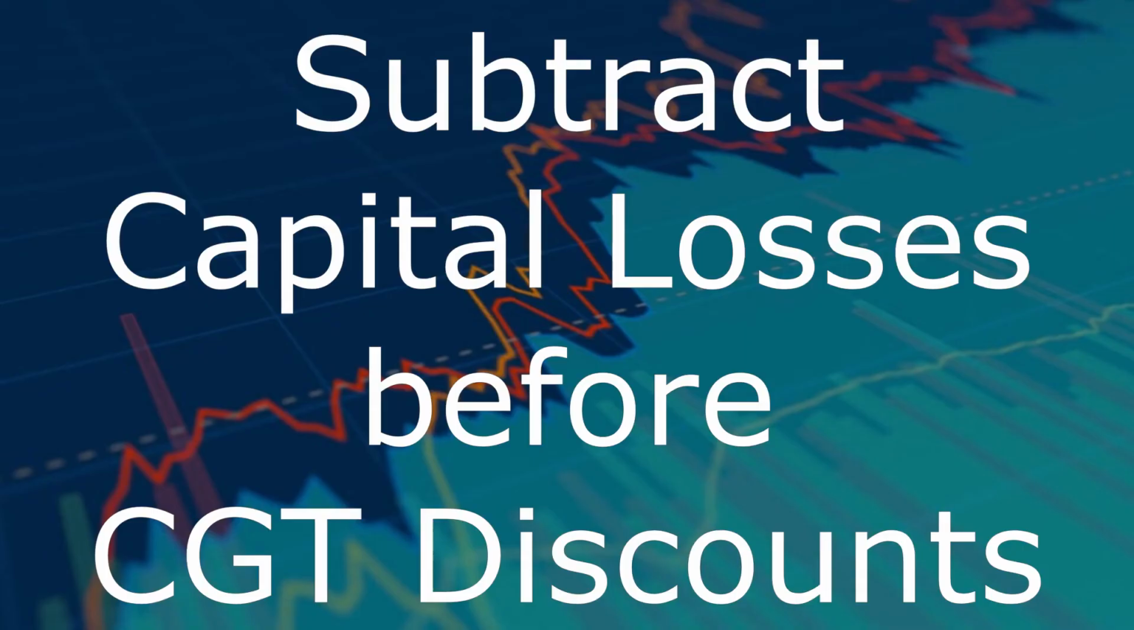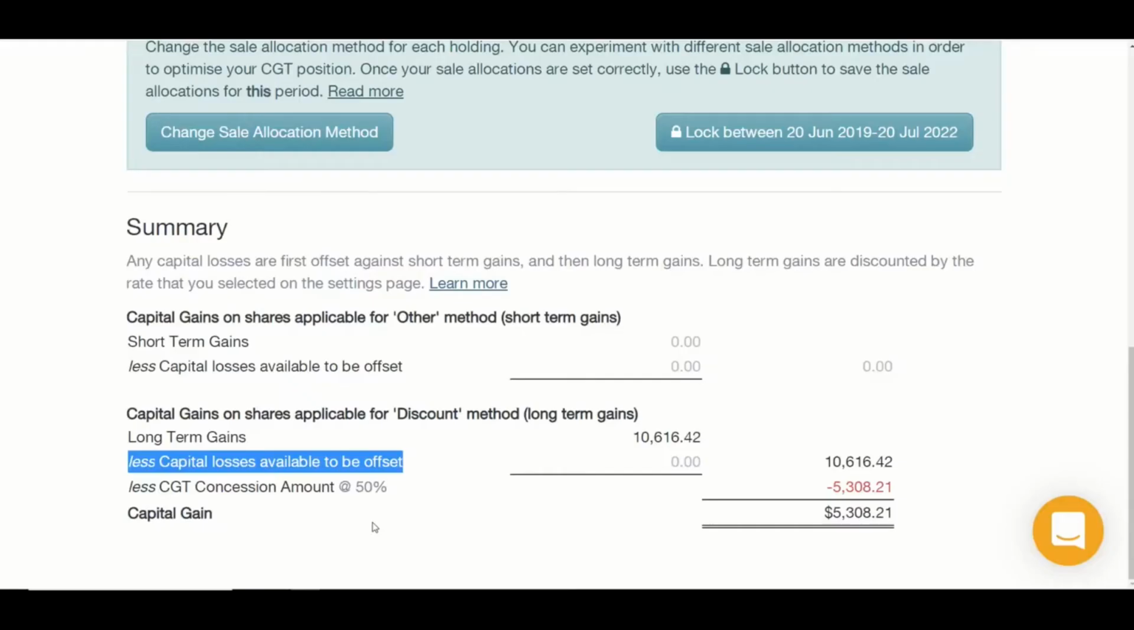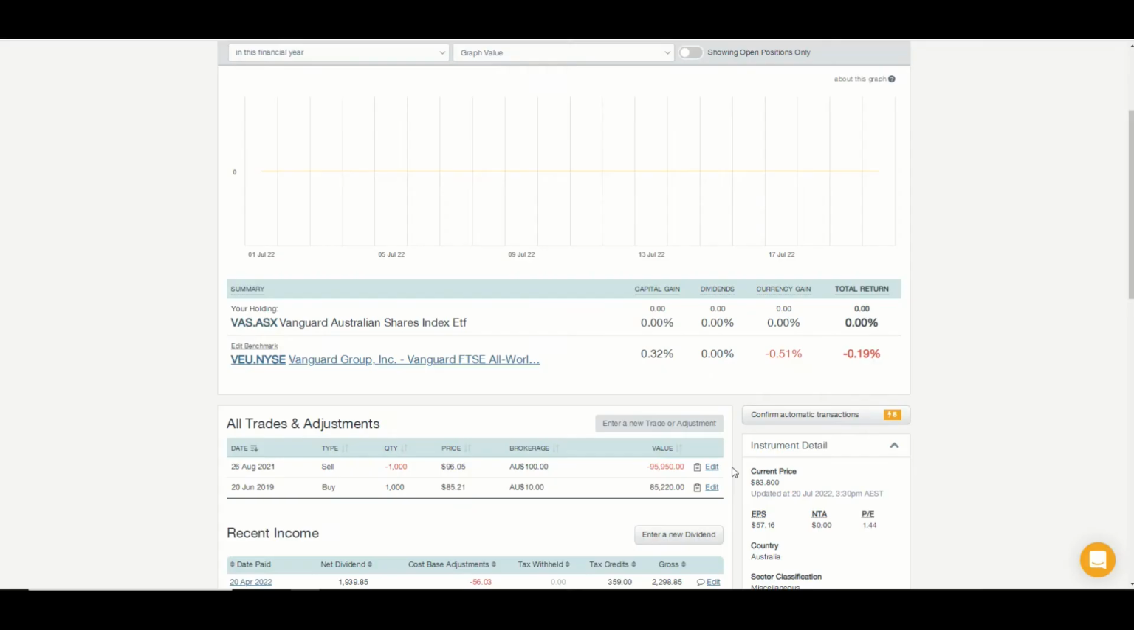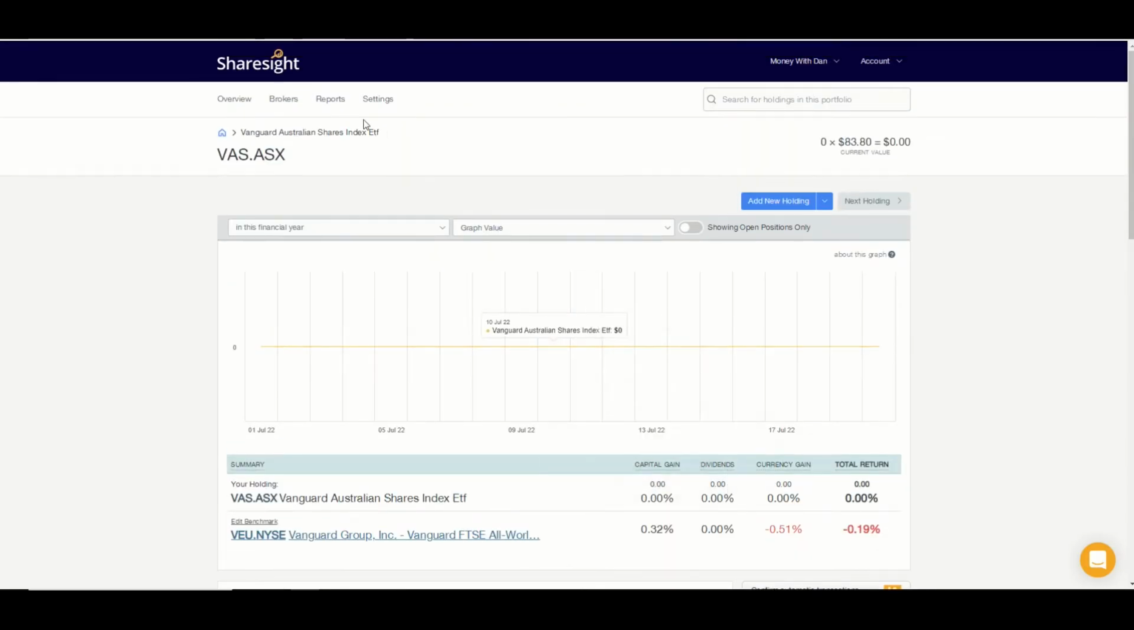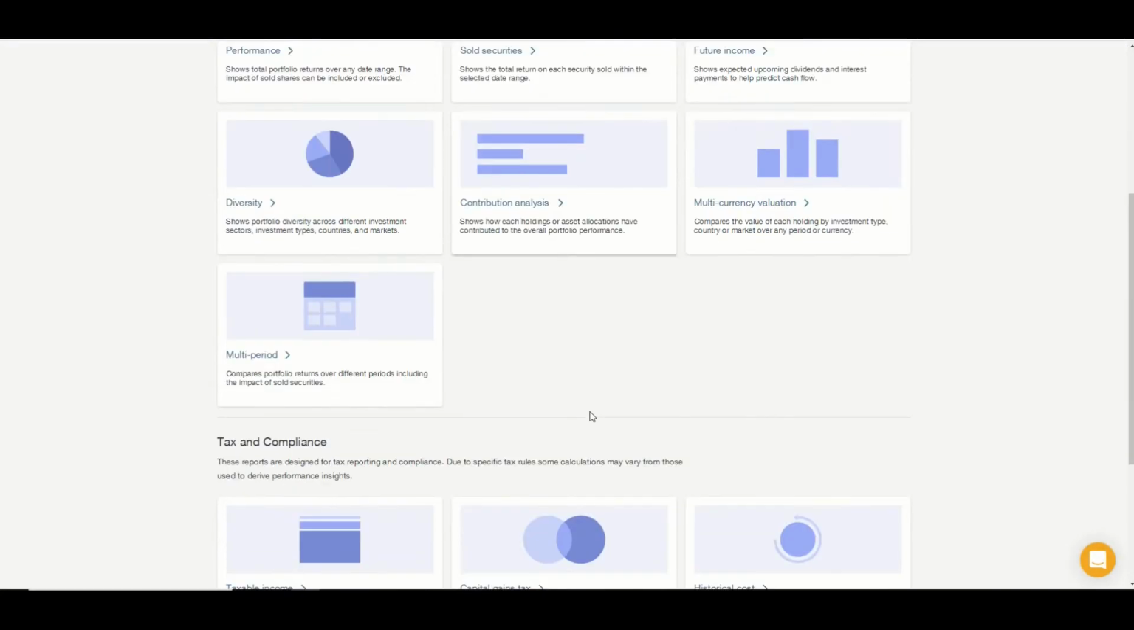Number 3, the third mistake I see taxpayers make with capital gains tax calculations is not subtracting capital losses from capital gains before applying the CGT discount of 50%. The 50% CGT discount applies only to individual Australian tax residents when capital losses from other investments are subtracted from current year gross capital gains during the tax year.